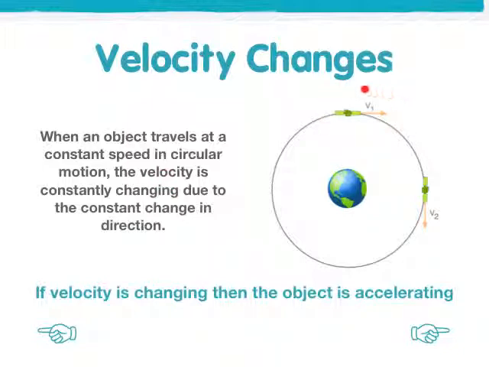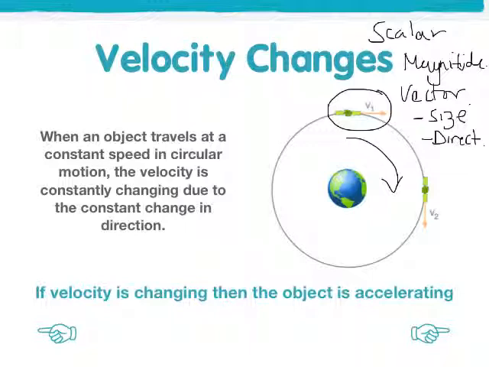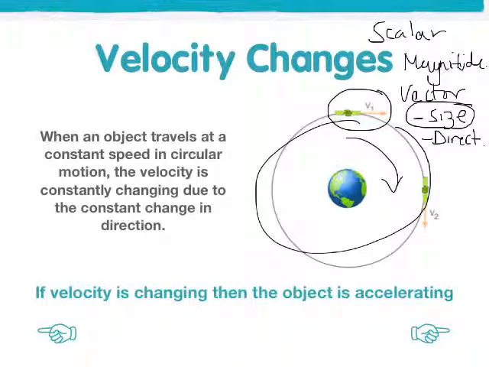The speed of an object as it moves round in a circle stays the same. Now, if you remember, speed is a scalar and it has only magnitude. That's size. Velocity, however, is a vector, and because it's a vector, it has size and direction. The velocity of an object moving around in a circle has a magnitude, a size, which is the same all the way around the circle, but its direction is constantly changing, as you can see.